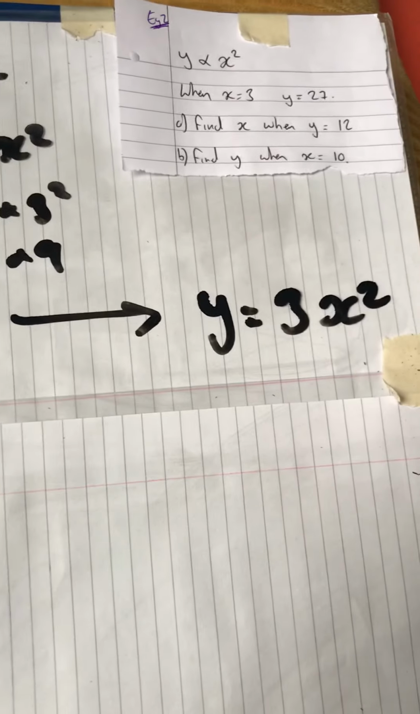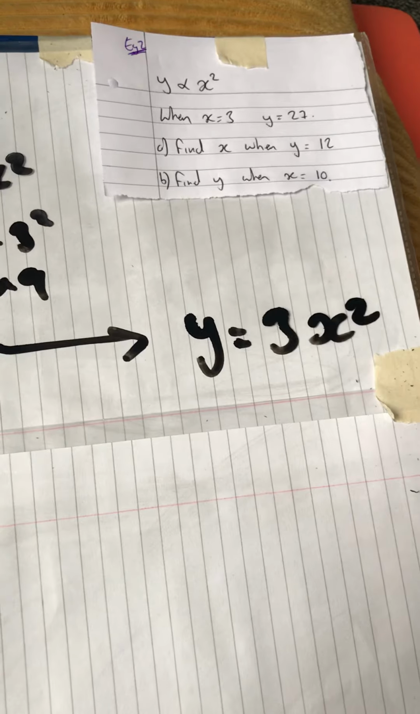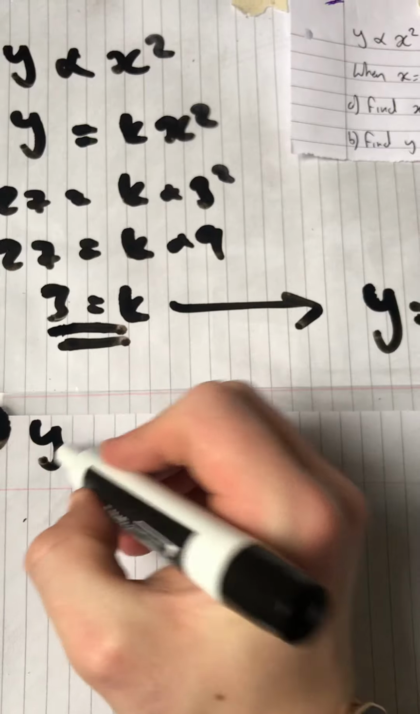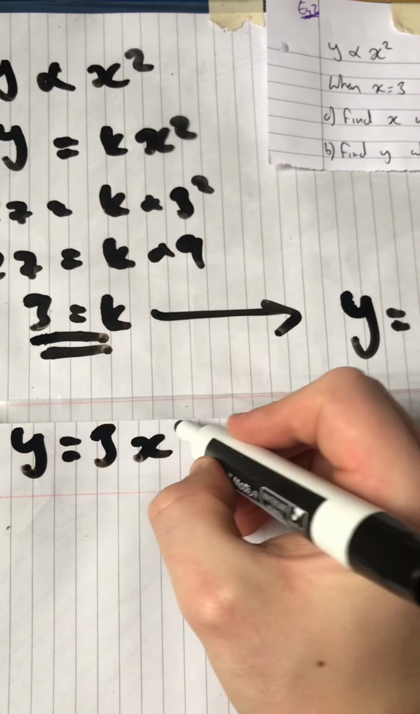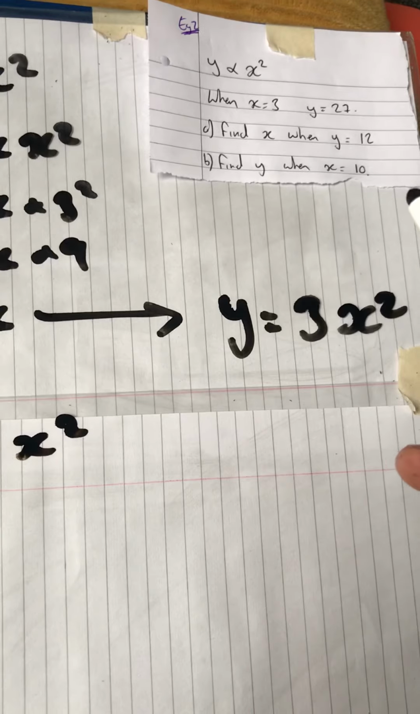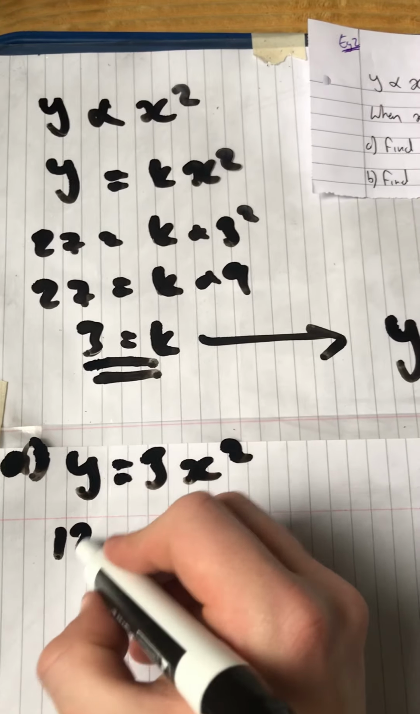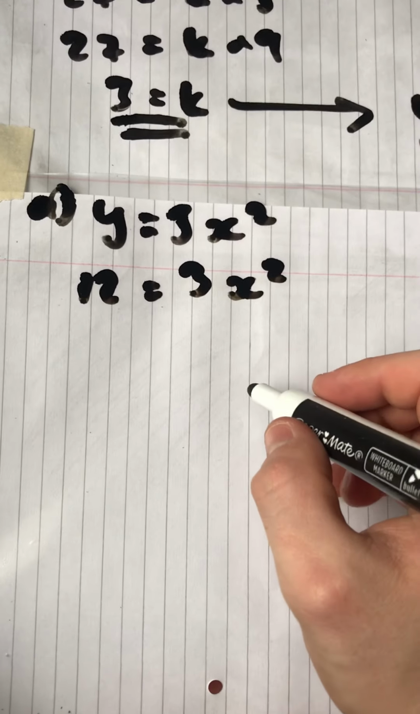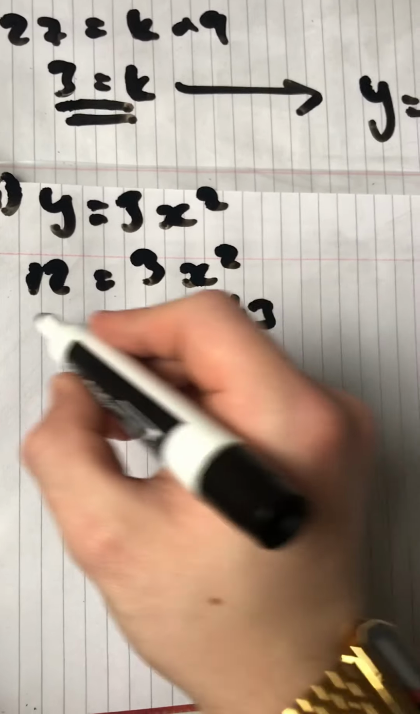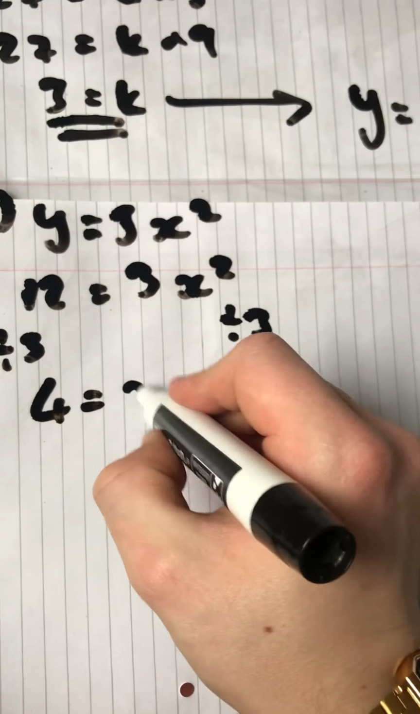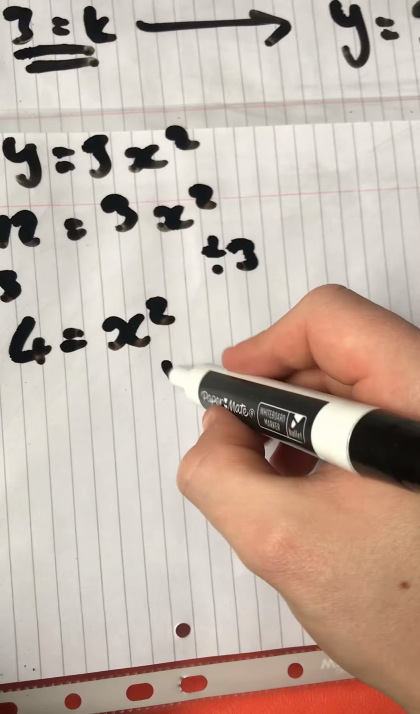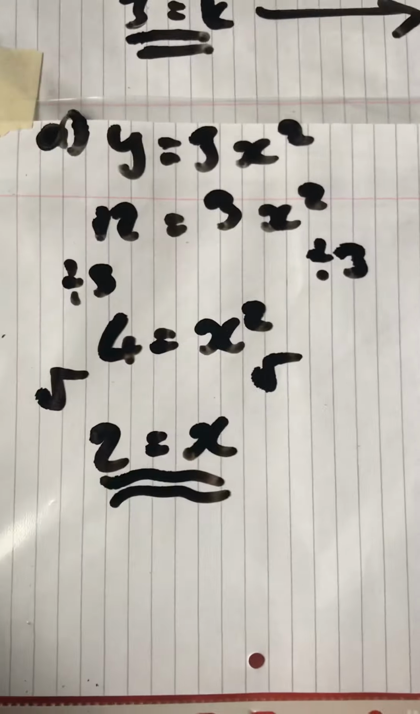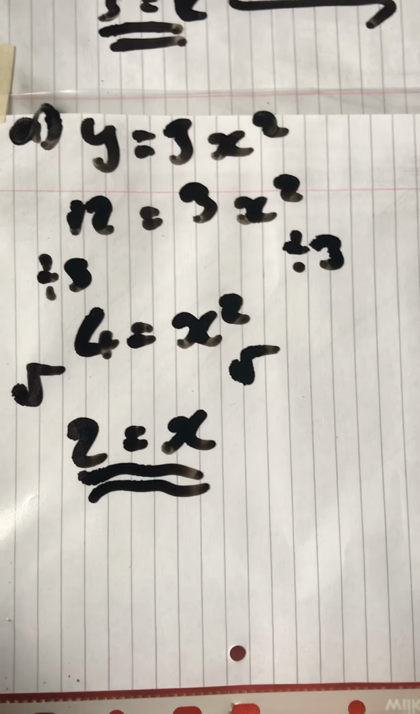So, part A. Okay, we are asked to find x when y is 12. So the same starting point. Let's write down our equation. Y is equal to 3x squared. Find x when y is 12. Substitute in the part that we know, and we're looking for x. We need to divide both sides of this equation by 3. And then we need to square root both sides of this equation. So we get x is equal to 2.